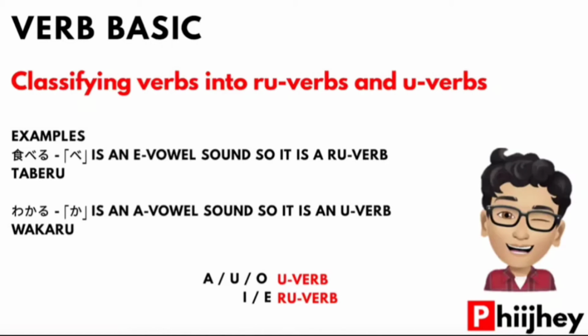taberu. Taberu has an e vowel sound before ru, so it is a ru-verb. The next one is wakaru. Waka has an a vowel sound, so it is a u-verb. If you are unsure which category a verb falls into, you can always verify the word with most dictionaries.